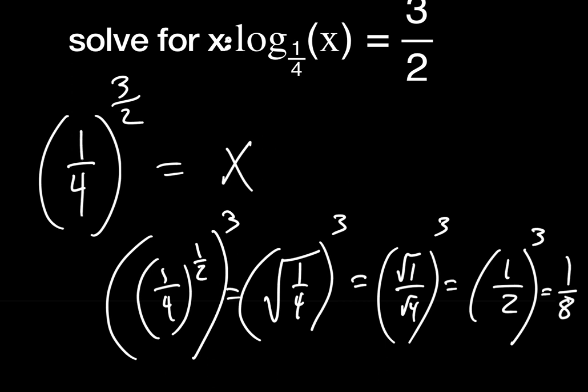Now you could do it the other way around and take the cube first. 1 over 4 cubed. 1 cubed is 1. 4 cubed is 64. And then the 1/2 power is square root. So I'd have 1 over 64 square rooted, which would be 1 over 8. Ta-da! Solving logarithms.